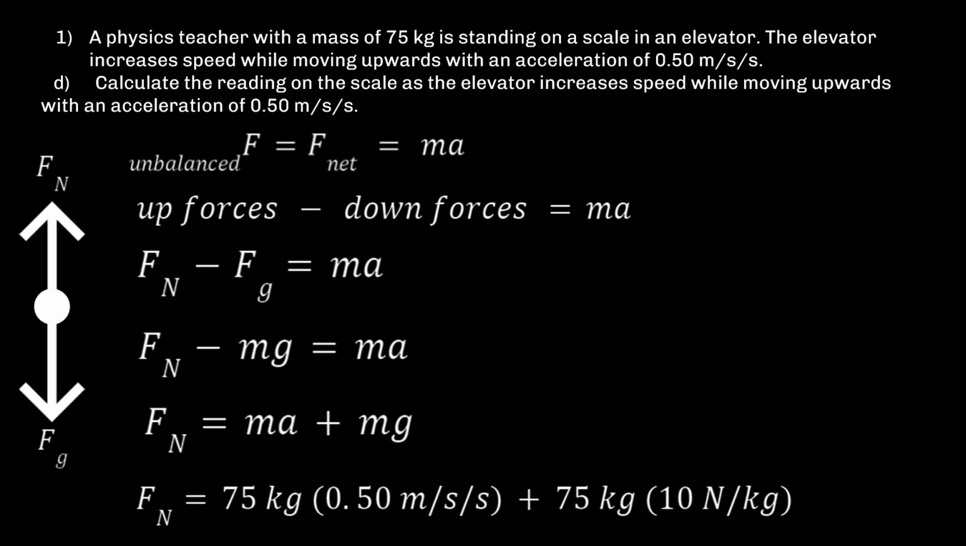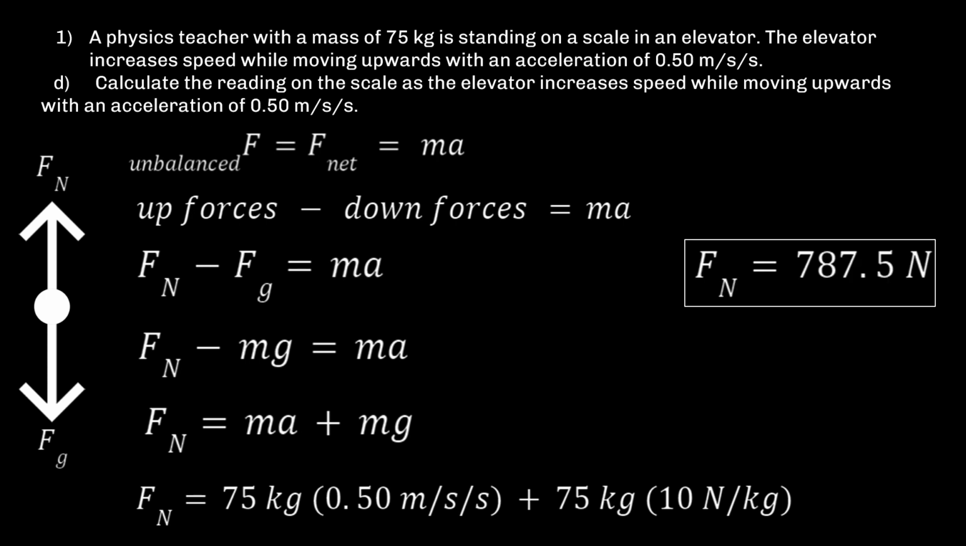You're going to end up with 75 times 0.5, that's going to be 37.5, and that's going to end up as newtons for my units. Same exact thing there for 75 times 10. That's 750. Add them together, and you should end up with an answer here of 787.5 newtons. As you can see, when I'm accelerating upwards, the force of the scale, or my reading on the scale, is greater than the weight at rest, which is 750 newtons.